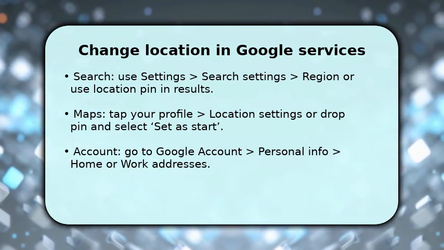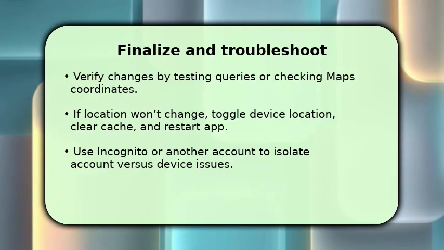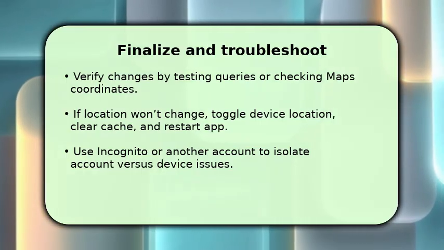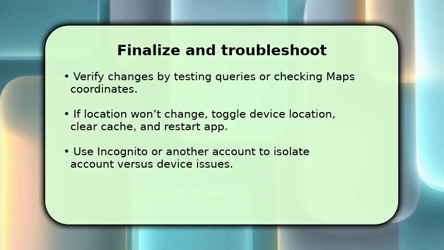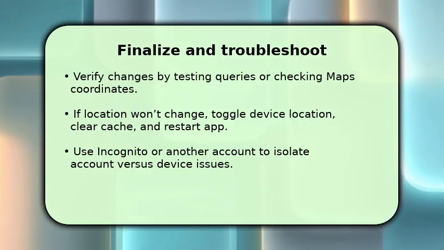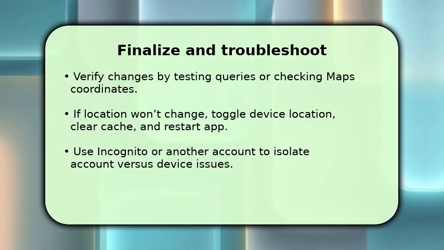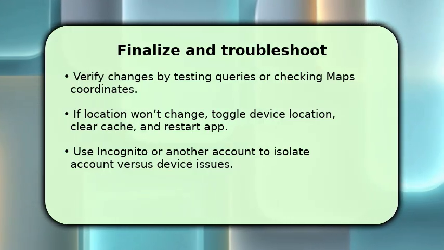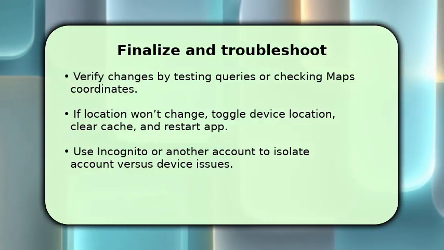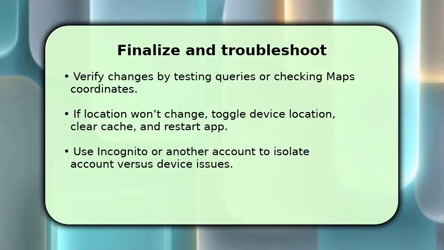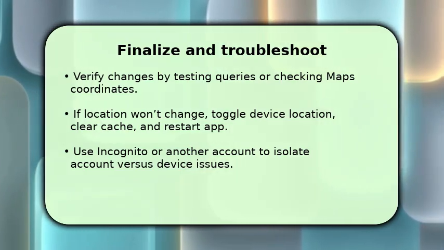Finally, confirm the update by running a location-based search or opening Maps to see current coordinates, because verification ensures the change took effect. If results still show the old location, toggle device location permissions, clear the browser or app cache, and restart the app or device. This often forces a refresh.